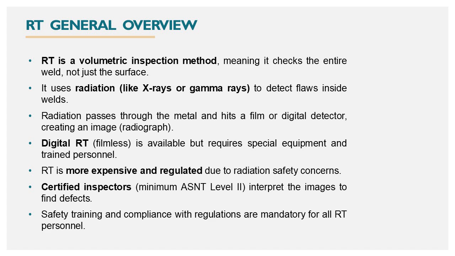Radiographic examination, or RT: general overview. RT is a volumetric inspection method, meaning it checks the entire weld, not just the surface. It uses radiation, like X-rays or gamma rays, to detect flaws inside welds. Radiation passes through the metal and hits a film or digital detector, creating an image, a radiograph. Digital RT, filmless, is available but requires special equipment and trained personnel.